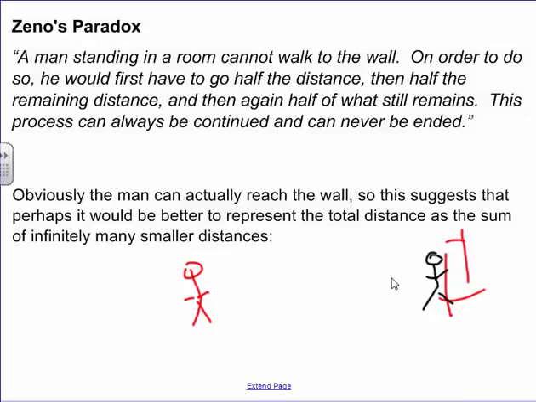That's the concept here, is that what you're really doing is you're summing up an infinite number of smaller distances, right? The first time he goes, let's say this is 10 meters away. The first time he goes, he would have traveled 5 meters, then 2.5, then 1.25, then half of that, half of that, half of that. You're really summing up many smaller distances.